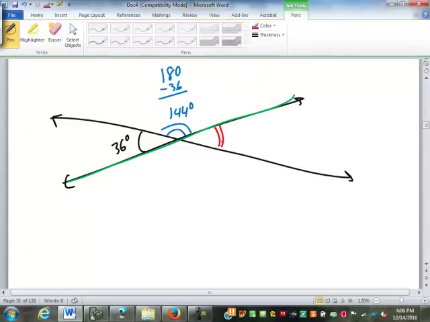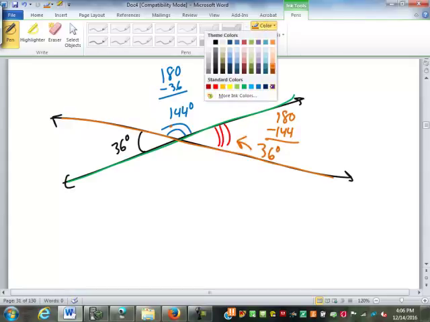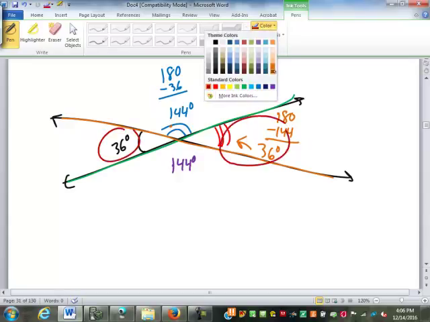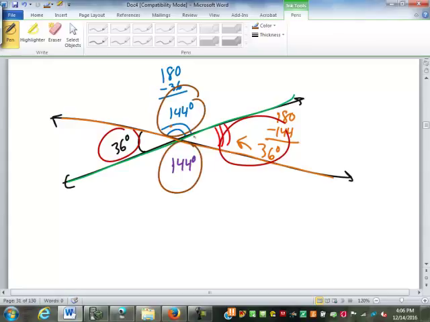But if I want to look at this angle over here, this is a straight line through here. So those two angles have to be supplementary. So this one has to be 180 minus the 144, otherwise known as 36. And of course, this one over here is going to be how much? 144 again, because they're supplementary. Because of this relationship of multiple supplements, these two angles here and here will always be equal. And these two angles here and here will always be equal.